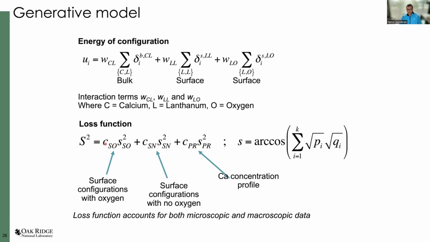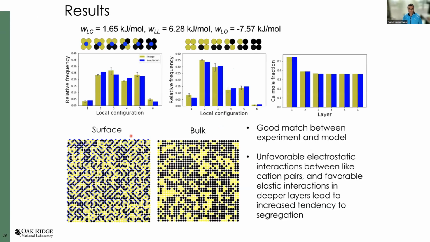And so we can then compute this loss function and try to find what these interaction terms are based on minimization of this particular loss function. And again, as before, we can compute the histograms from the generative model and for the optimized model. And so these are the kinds of interaction energies that you get.